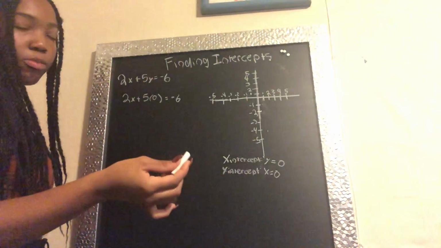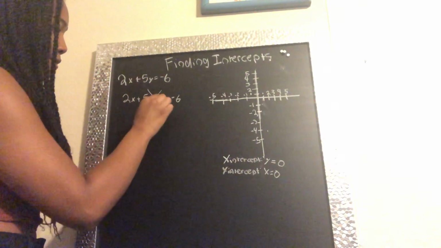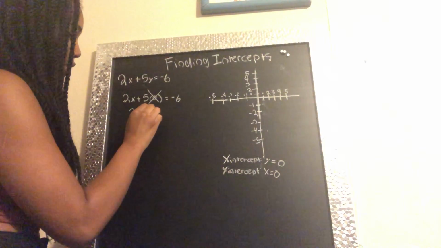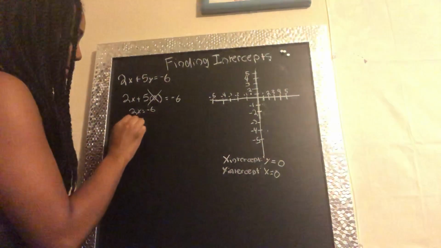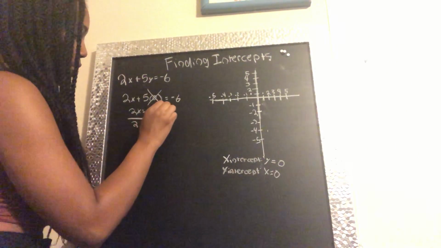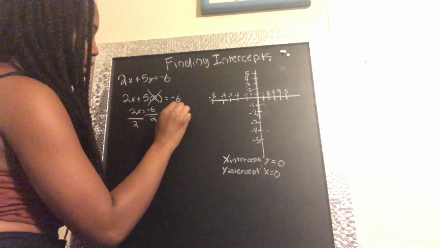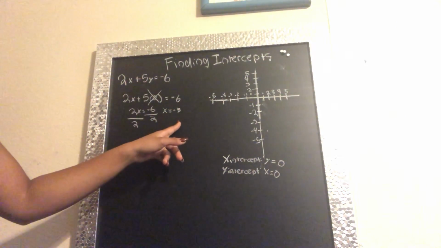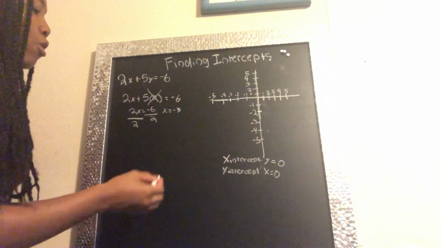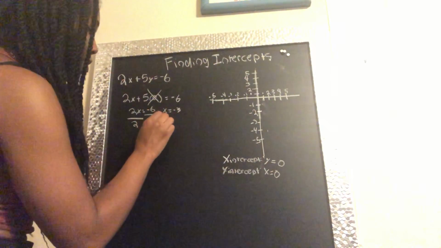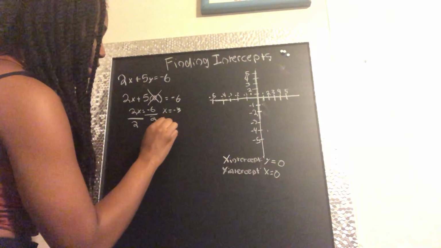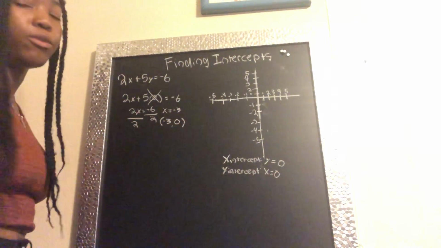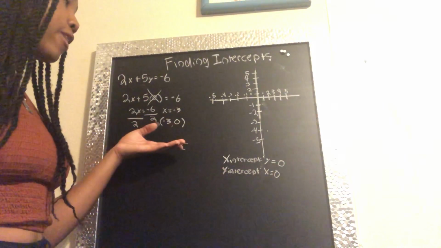Now, you solve normally. So this goes away. 5 times 0 is 0. 2x equals negative 6. You divide by 2, and you get x equals negative 3. Now, like I said before, we need to graph this, so we need to make this a point that we can plot. So x coordinate goes first, then y coordinate. So you have negative 3, because we just found our x-intercept, comma, 0, because the y value is 0.